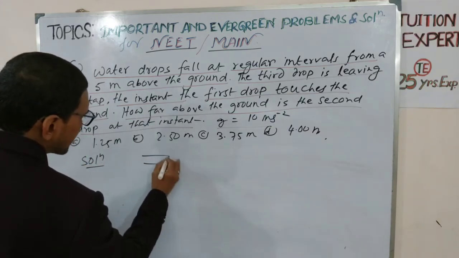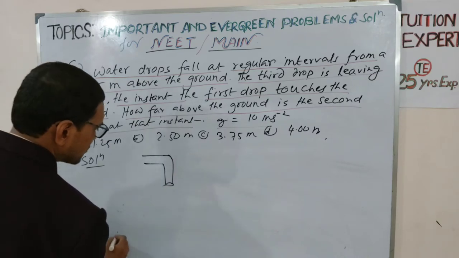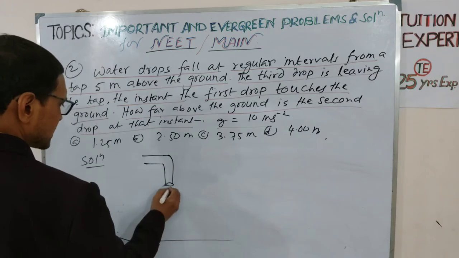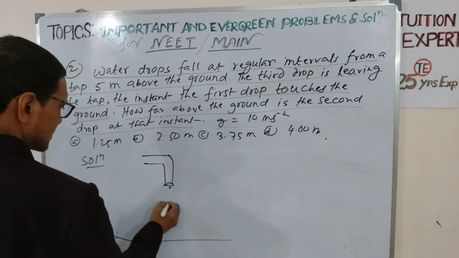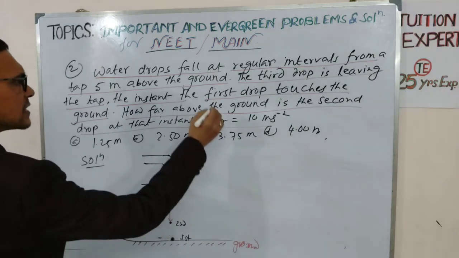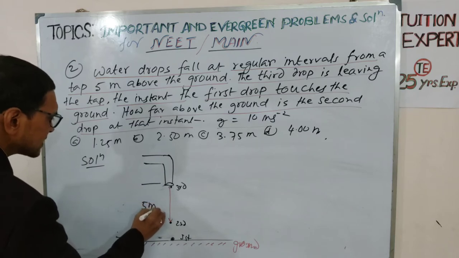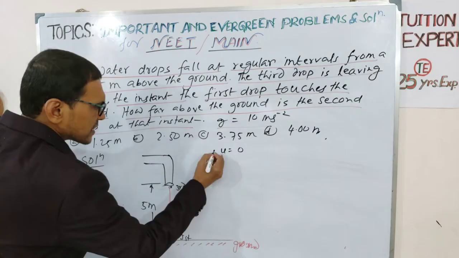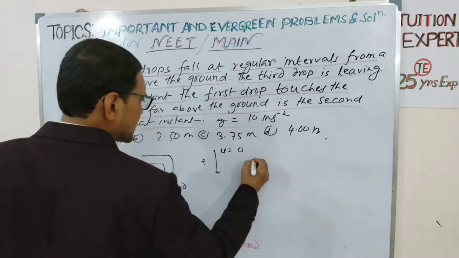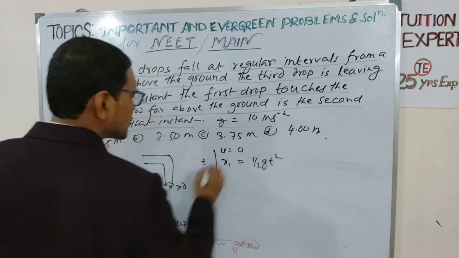Now, suppose this is a tap, this is the ground. Suppose the first drop is falling; the distance between tap and ground is 5 meter. This is given. In t second, what is the distance traveled? x1 equals half g t square, because u equals 0.